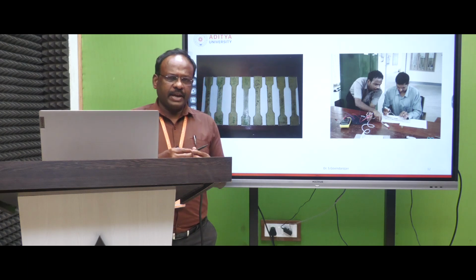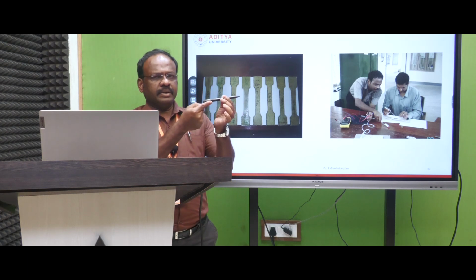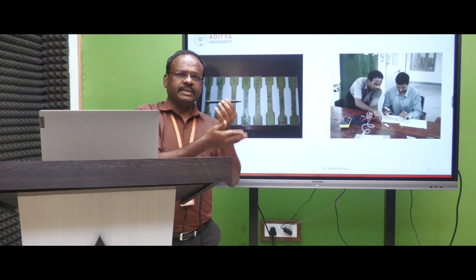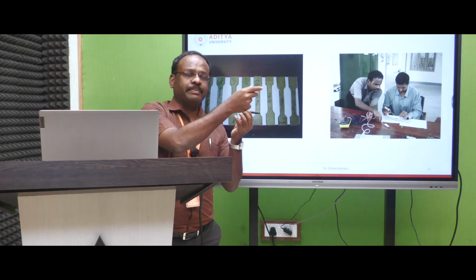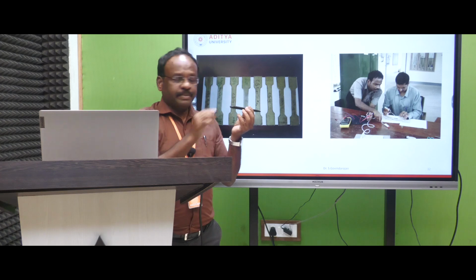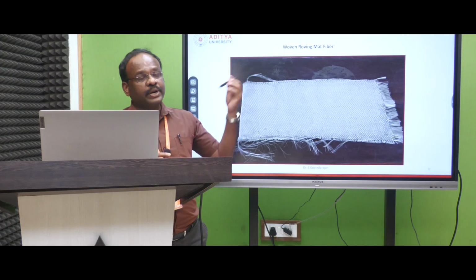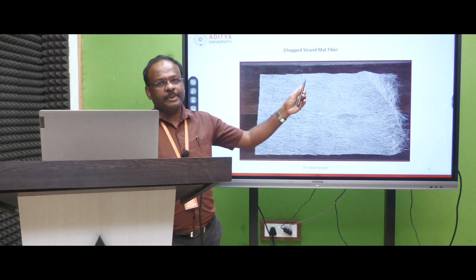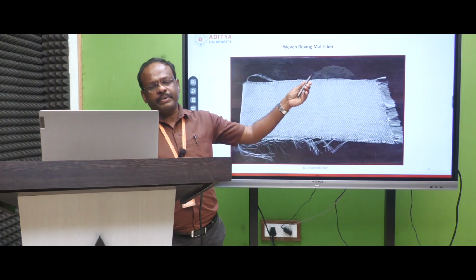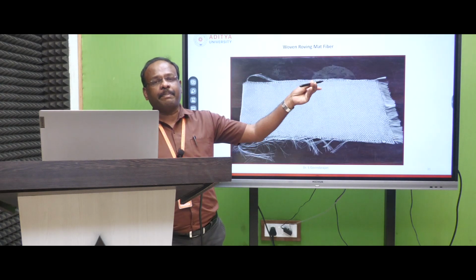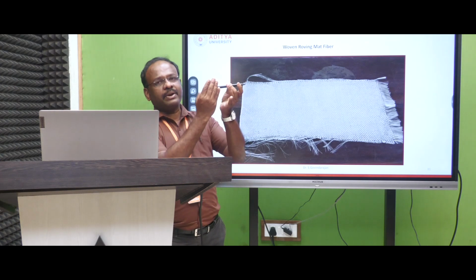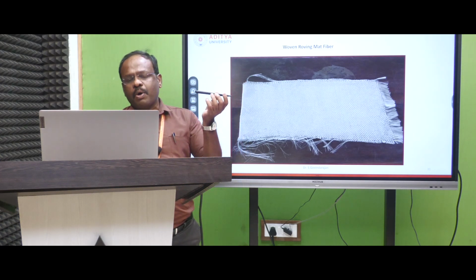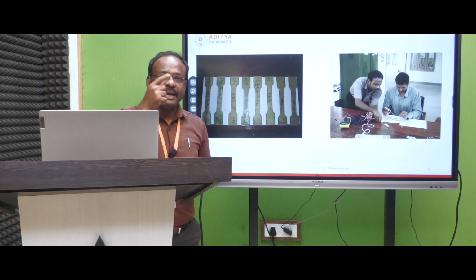For one layer I place the chopped mat. After that I again apply the resin. Then immediately I move on to the next fiber, that is the woven roving method. Two materials I will use for strengthening of the beam structure: chopped strand mat, and another one is woven roving mat. Two mats I apply on the beam. So the first one I apply is chopped strand, then apply resin, again I move on to woven roving. So two fibers will be added.